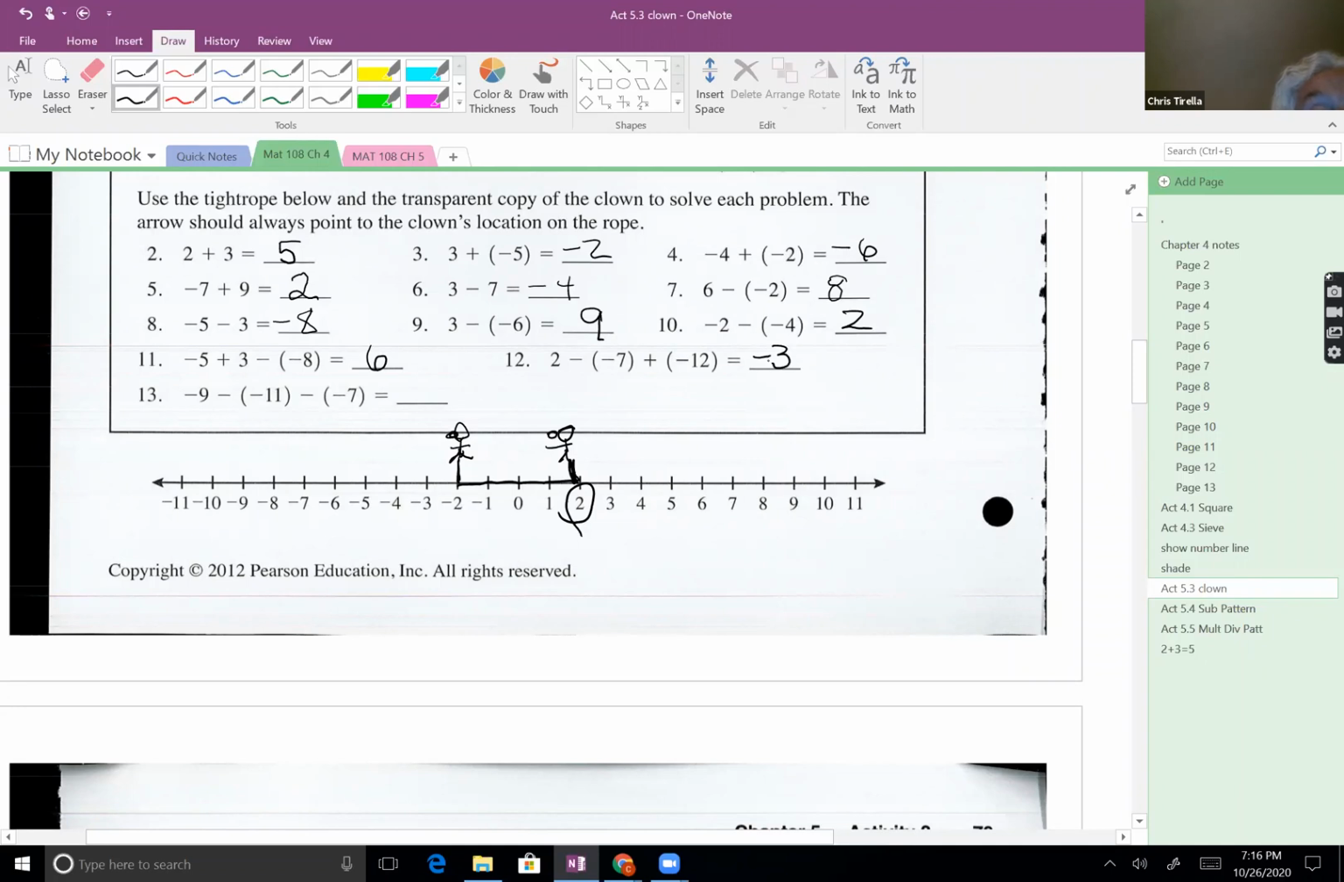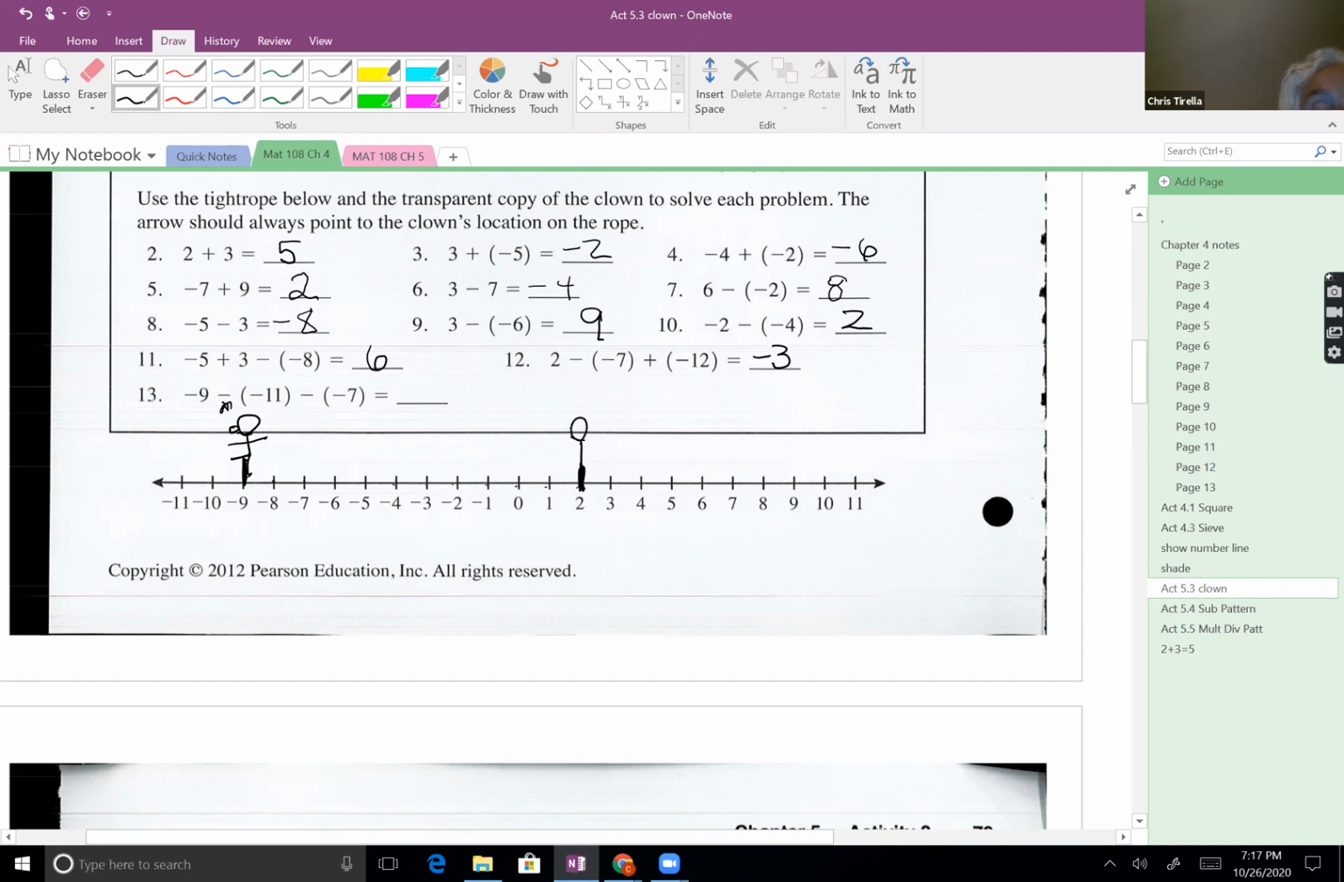And oh my heavens, what are you guys getting for -9 minus -11 minus -7? Should we do that one with a clown, or do you folks have an answer for me? So we're starting on -9. We're facing left because it's subtraction. We're going backwards 11. 1, 2, 3, 4, 5, 6, 7, 8, 9, 10, 11. So that takes us here.